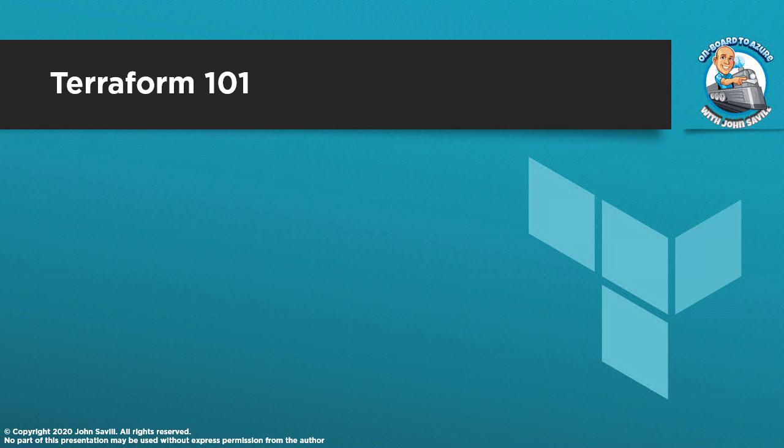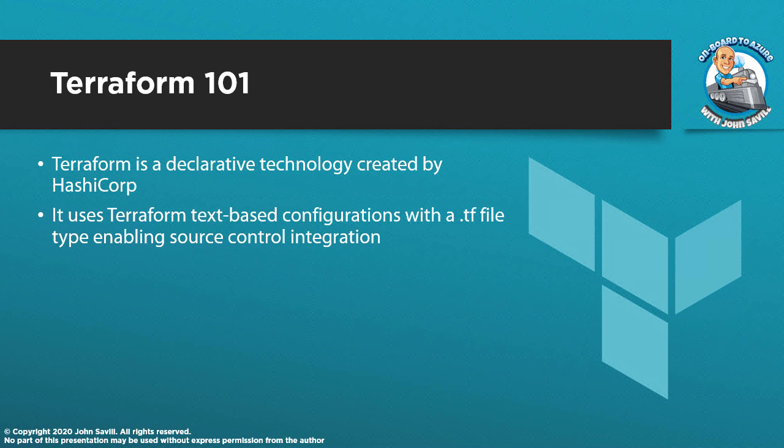So let's talk about Terraform. It is a declarative technology created by HashiCorp. It uses Terraform text-based configuration files with a .tf file type. Now, because it is a text file, it's easily integrated with source control systems like Git. I can easily see what's changed between them.